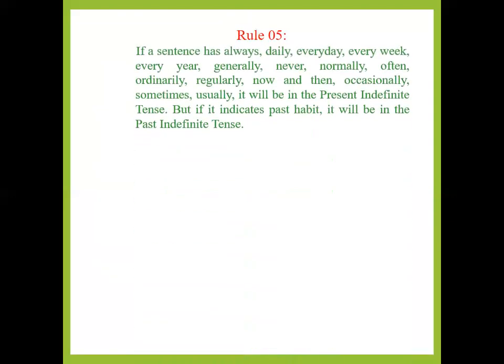Rule 5. If a sentence has always, daily, every day, every week, every year, generally, never, normally, often, ordinarily, regularly, now and then, occasionally, sometimes, usually, it will be in the present indefinite tense. But if it indicates past habit, it will be in the past indefinite tense. For example, my father ___ to read the Daily Star every day. In this sentence there is the word every day, that's why it will be in the present simple tense, so the answer is "reads".